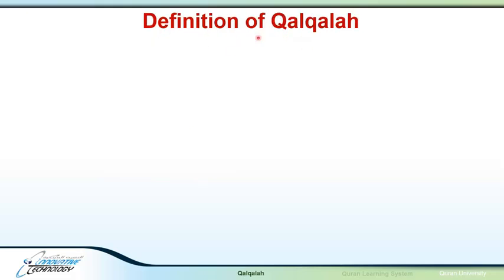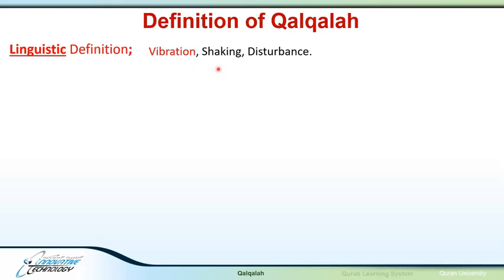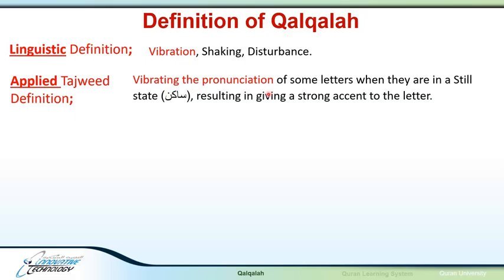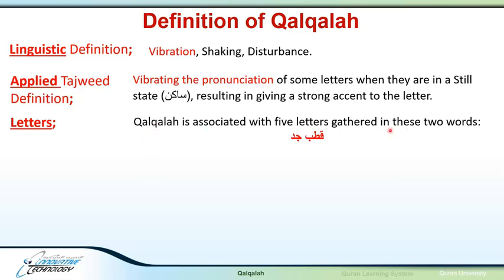Now we're going to define what we mean by Qalqalah. Linguistically, Qalqalah means vibration, shaking, or disturbance. But in the applied Tajweed definition, what we mean by Qalqalah is vibrating the pronunciation of some letters when they are in the still state, when they are sakin, resulting in giving a strong accent to the letter being pronounced. And the letters related to Qalqalah are a group of 5 letters, gathered in these 2 words: Qutbu Jad. Qaf, Ta, Ba, Jim, Dal.